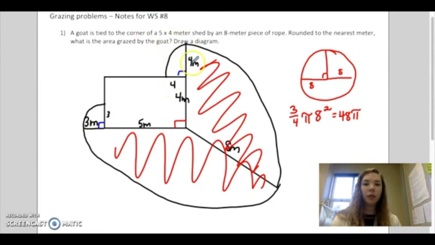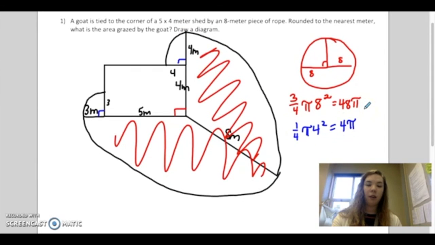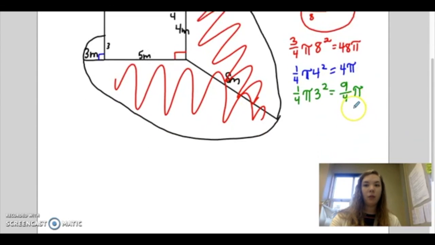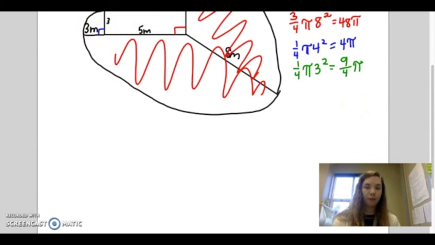So say we do this one first. I'd have 1/4 of pi r squared, and that radius is 4. So that's 16 divided by 4 is 4 pi. Okay, so that's this area. And then here I'd have 1/4 of pi 3 squared. So 9/4 pi. And then you would just add them together. So 48 plus 4 plus 9/4 is 54.25 pi. And its area, so it'd be square meters.